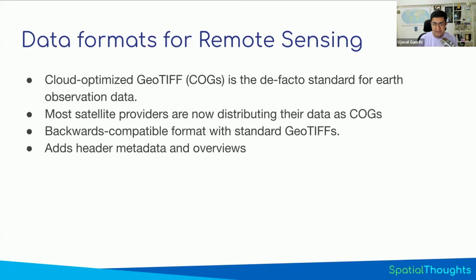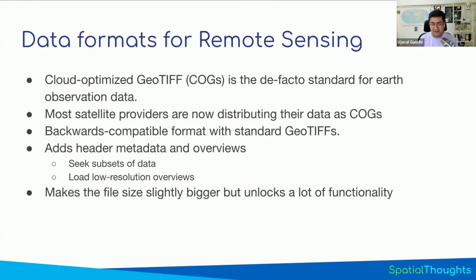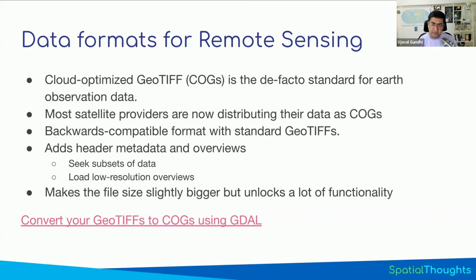When you convert your regular TIFF to a cloud-optimized GeoTIFF, in that process, the low resolution overviews are generated and bundled along with the file. As you zoom in, it incrementally seeks higher resolution previews, but it only seeks the data for the region that you're looking at. One of the downsides of a COG is that it makes your file size a little bit bigger, but the functionality it unlocks is quite massive and it's definitely worth it. I've linked to our course material, which shows you how to convert your regular GeoTIFFs into COGs if you are interested.